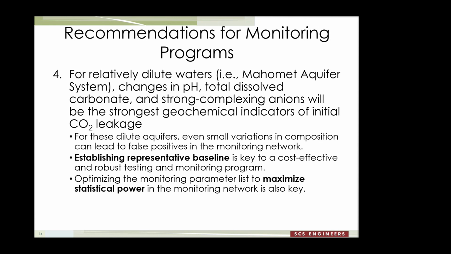Using an insufficient amount of background data is not going to account for seasonal variability. In addition, it's also important to optimize your monitoring parameter list to maximize your statistical power in your monitoring network. If you're trying to look at too many parameters, it's going to be a lot more likely to have false positives during a given monitoring event. Going back to the main point, narrowing your list down to what you really expect the strongest geochemical indicators of leakage to be, and leaving off any parameters that won't be affected or aren't relevant, will be to your advantage.